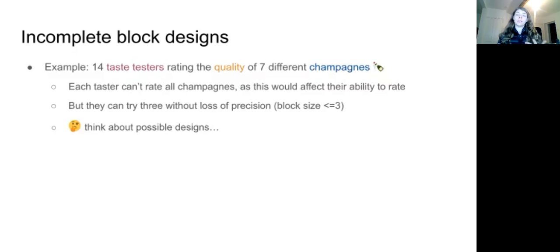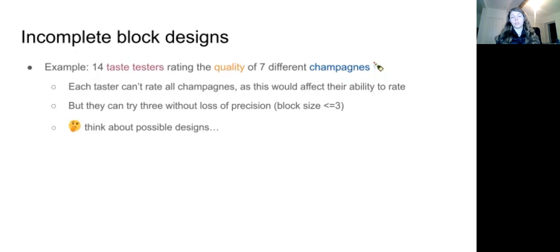So to consider what the differences between these different types of designs are in practice, let's consider a fictitious experiment where we want to rate the quality of 7 different champagnes using 14 expert taste testers. The constraints of our experiment are that each taster can't rate all 14 champagnes, although that might be ideal from an analysis point of view, makes a randomized complete block design.